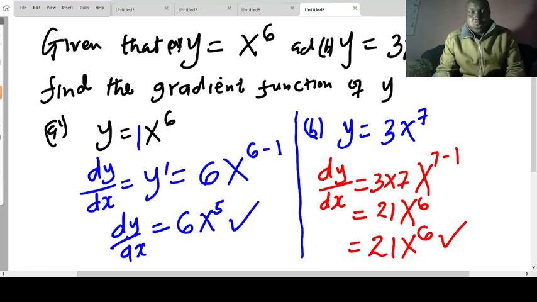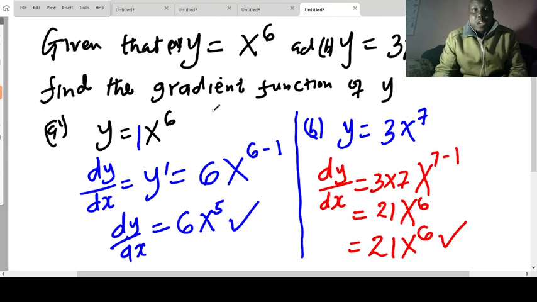If that is fine, now we are moving on. Very nice, very well, and you are going to find this topic very interesting if you follow step by step. And the next thing we want to look at now, so what is now differentiation? The gradient function, what we have now here, is called a derived function. 21x raised to power 6 is actually a derived function. So the process of getting this derivative, the process of getting the gradient function, is what we call differentiation.